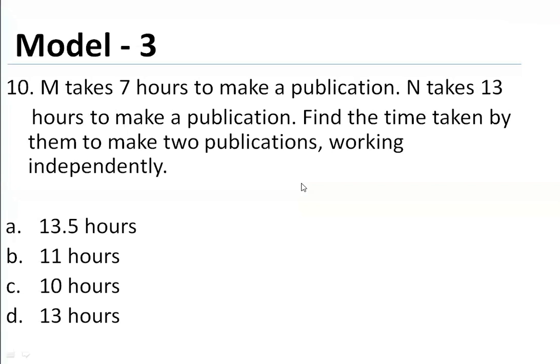M takes 7 hours to make a publication. N takes 13 hours to make a publication. Find the time taken by them to make two publications working independently. What is the meaning of working independently? Working independently means one person should not help the other person. Yes or no? Just confirm the meaning, right? What is the meaning of working independently? Working independently means one person should not help the other person. Okay. Yes or no?